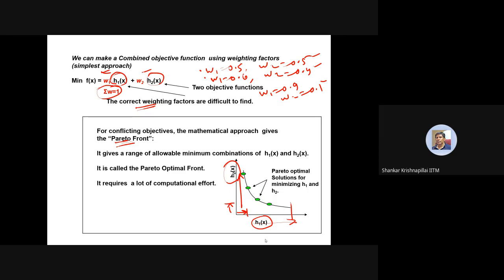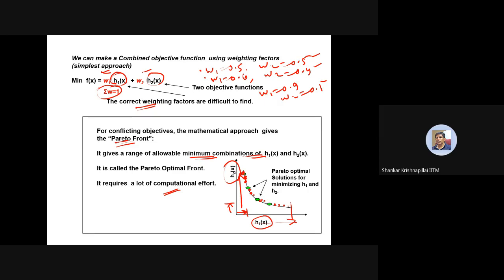So this Pareto optimal front gives the range of best allowable minimum combinations of h1(x) and h2(x). All points on this Pareto optimal front are solutions to your problem, so any point here will give a good combination of h1 and h2. Finding this Pareto optimal front requires a lot of computational effort, so we will study that at the end of the syllabus.